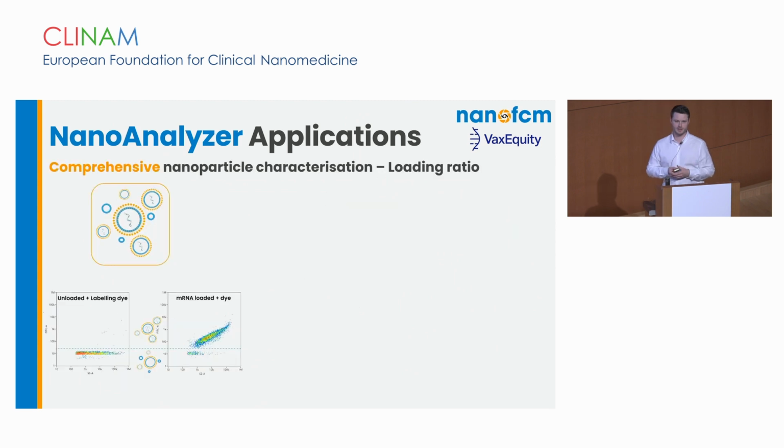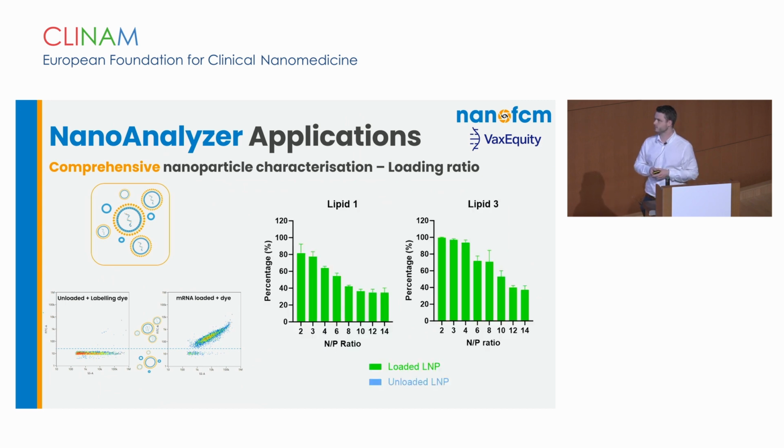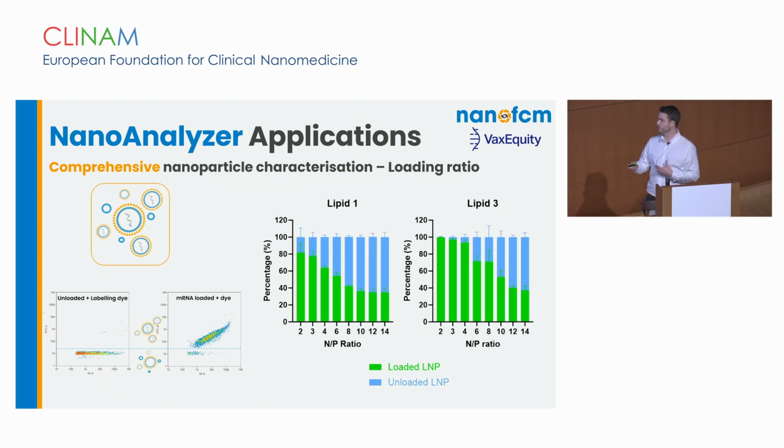We can then go further, though, into this comprehensive analysis. Using that example I showed you earlier in the bottom left of empty versus loaded using this Cyto dye, we can now start to see much more interesting changes in our samples. Here we can see that as we increase the NP ratio, we get a much lower proportion of loaded LNPs within our sample. And almost just as important, or maybe more important in some cases, a larger proportion of unloaded LNPs.